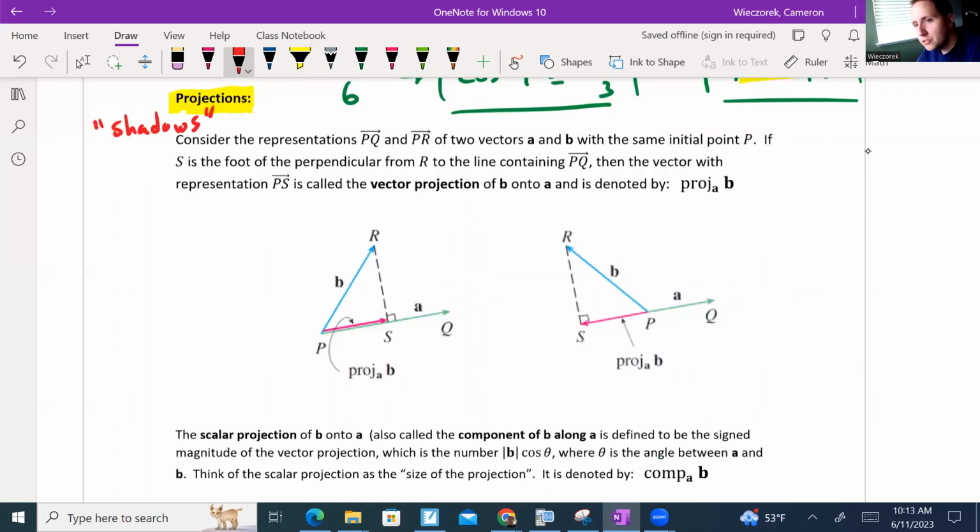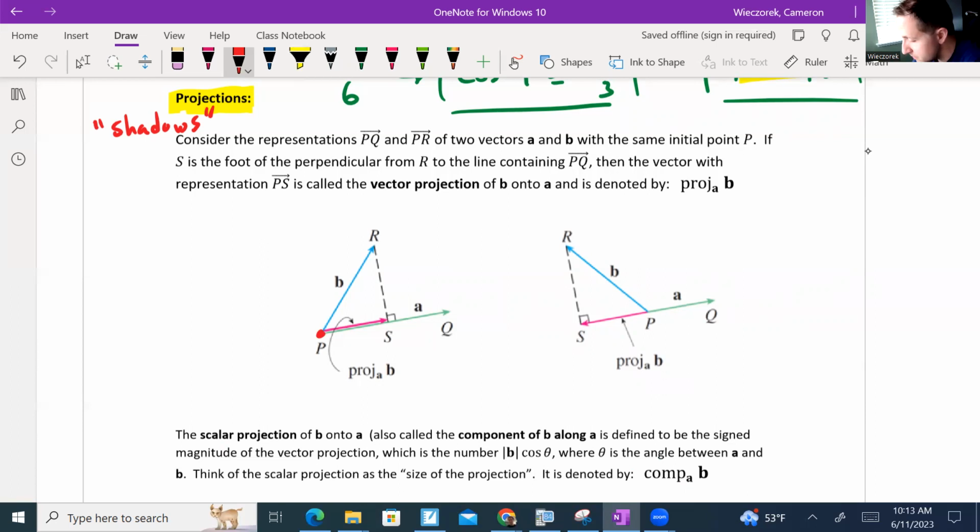You did shadow problems in geometry if you wanted to find the length of someone's shadow, if they're a certain distance away from a lamp or a light post. It's really the same idea here, but we're doing it with vectors. So let's consider two vectors, PQ and PR. We'll call vector A = PQ and vector B = PR, and they have to have the same initial point. Notice they both start at P.